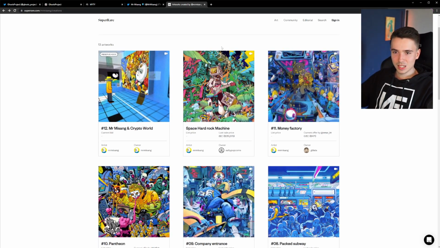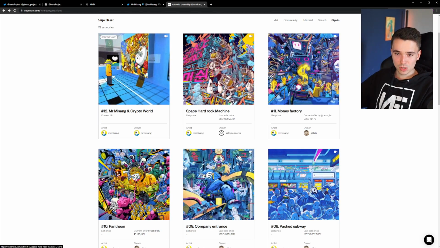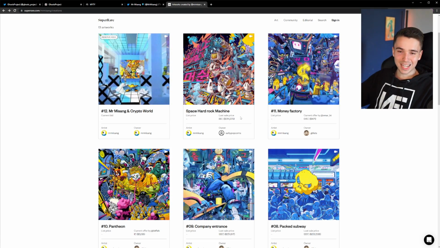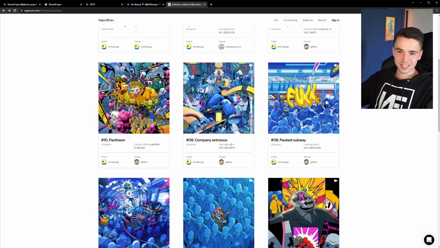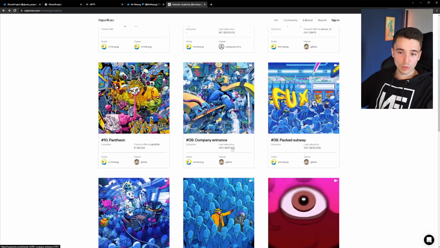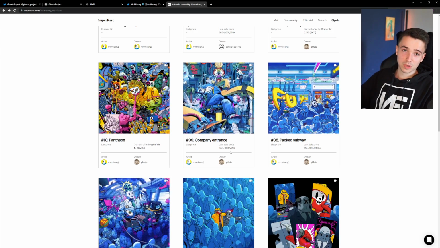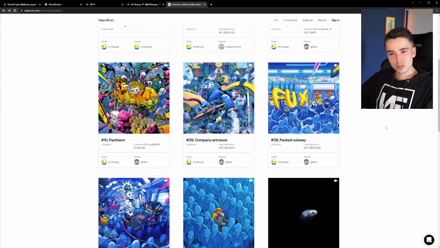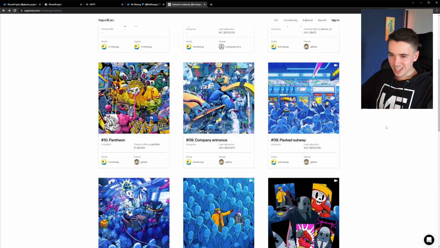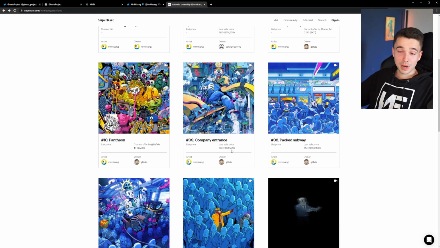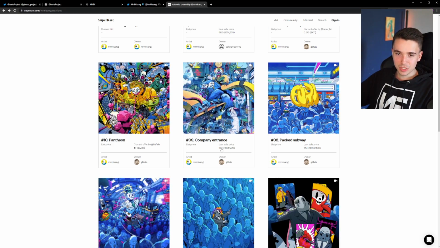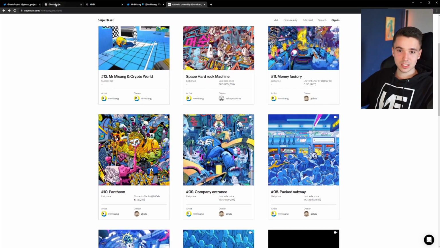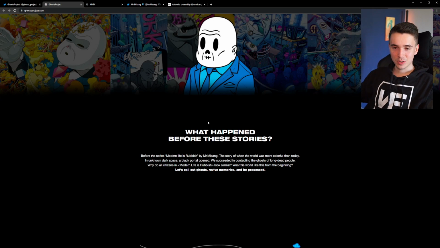And as you can immediately see, it's pretty detailed, and what blew my mind when I saw this is the insane price they are selling for. Here for example, Space Hard Rock Machine sold for 88 Ethereum, and another very insane example is Company Entrance, which sold for 130 Ethereum. Back then this was only 250k, today this is more like 400k. And I just want to point this out because I do understand that this art style might not be everyone's cup of tea, but I think we do all agree that 130 Ethereum is a pretty insane number, and this is the same artist who created the Ghost project. But now with that said, let's take a look at the backstory.